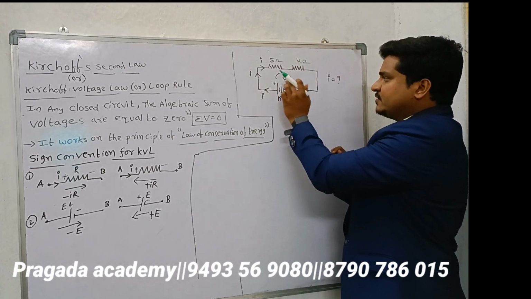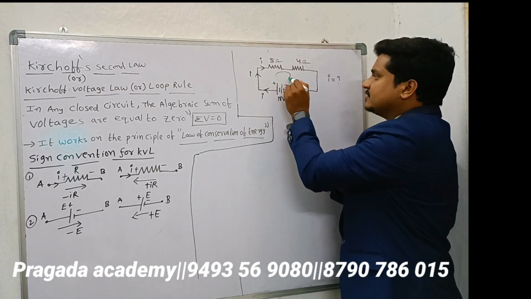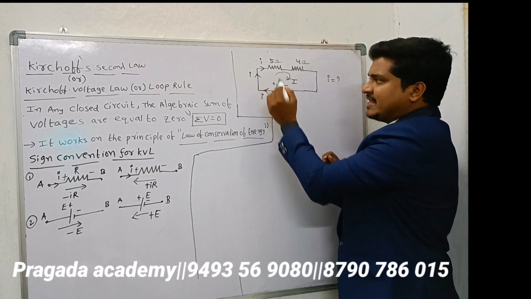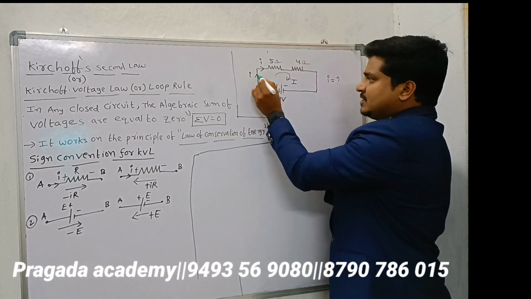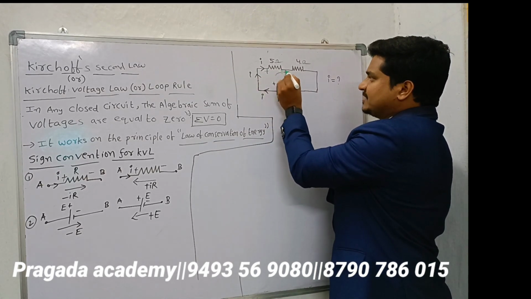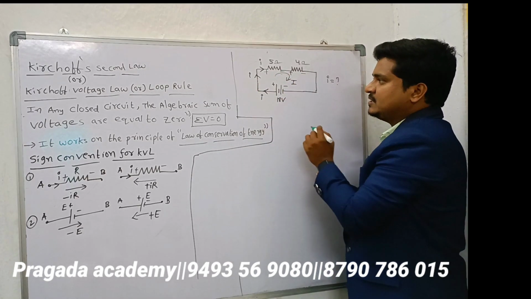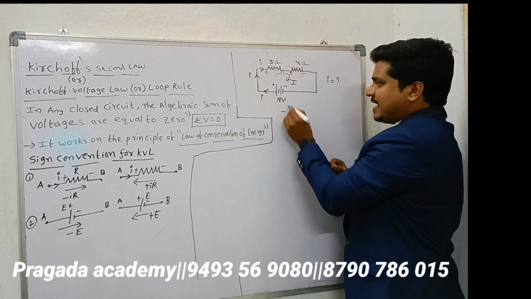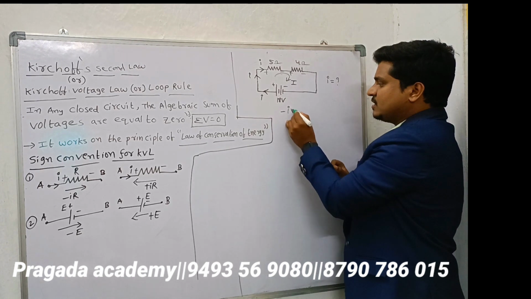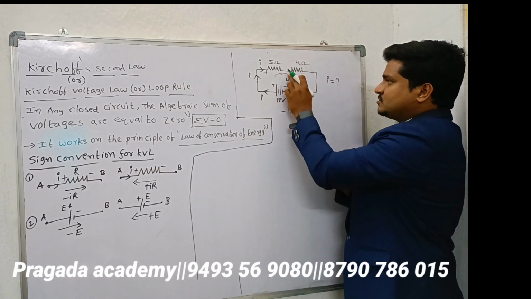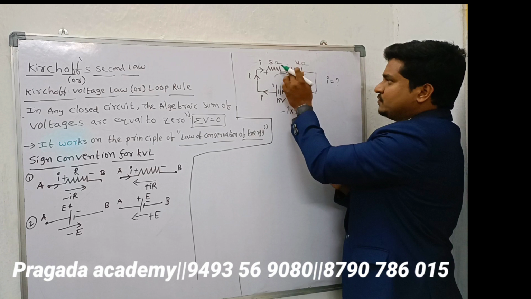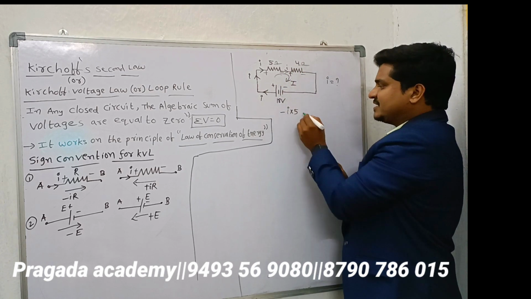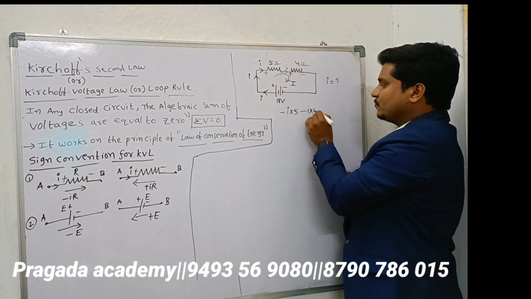But for applying the KVL rule, we need to consider a current loop. So I took the direction of I as the loop. So we need to take plus or minus according to the loop. The current direction is plus, then we need to take minus IR. I means I only, R means 5. Here also the current is the same. Current is flowing through the 4 ohm also. Current direction is towards plus, so you need to take minus I into 4.